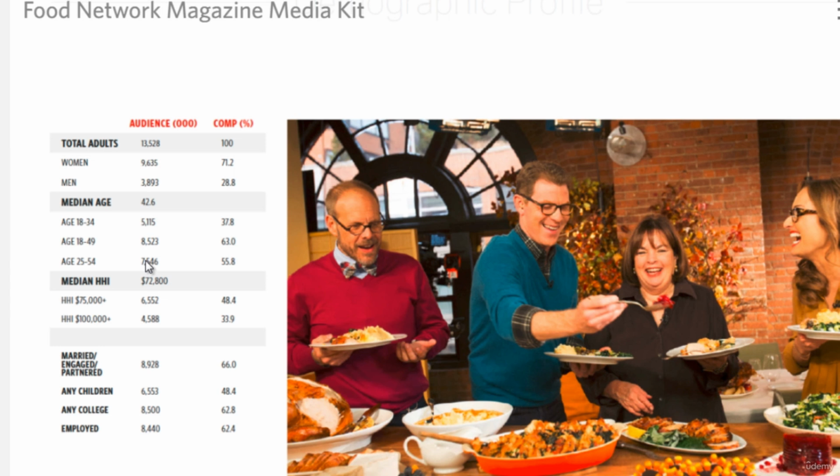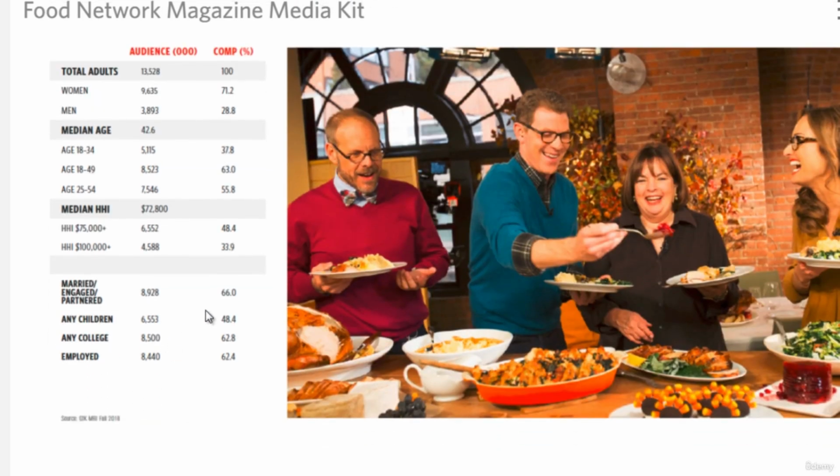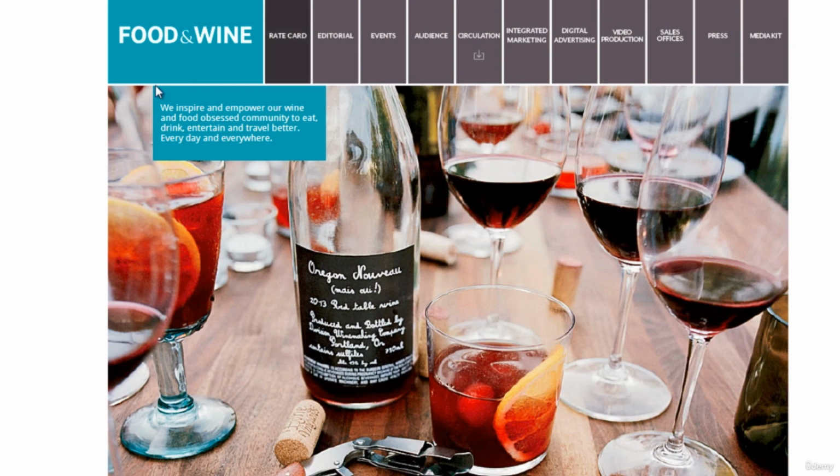It tells you the age group. The majority are 18 and above, how much money they earn, if they have children, are they married, are they employed, what is their education level. So what I would do is go to Google and type in whatever your niche is, space, magazine, space, advertise. And most likely you'll be able to find this information. So Food and Wine, for example. If we go to the advertise, it'll give you an idea of who you're targeting.